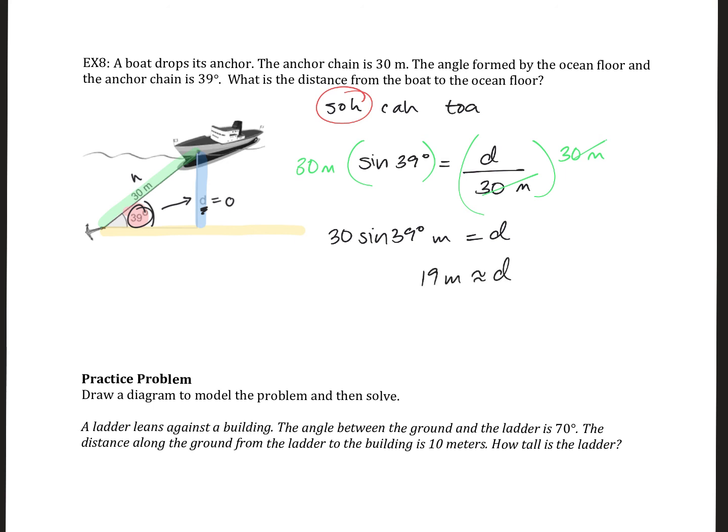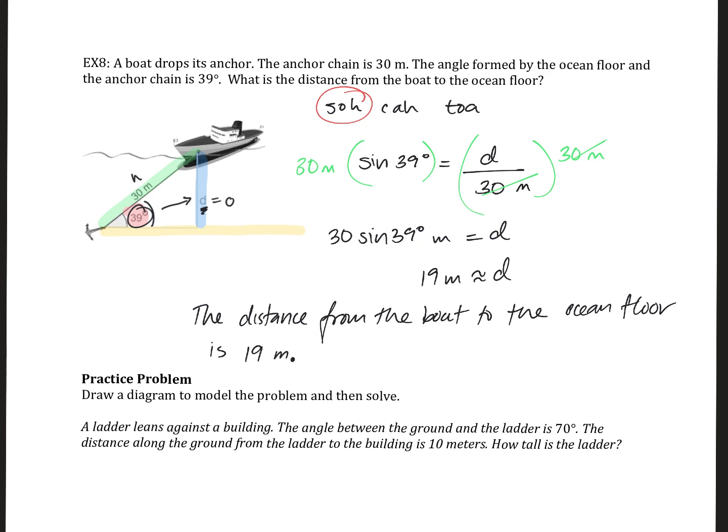And once again, this is a word problem, so how should we answer? We should answer in word form. So one example would be: the distance from the boat to the ocean floor is what? Is 19. Careful, we need to include the units. What are the units? Meters. 19 meters, and our period.